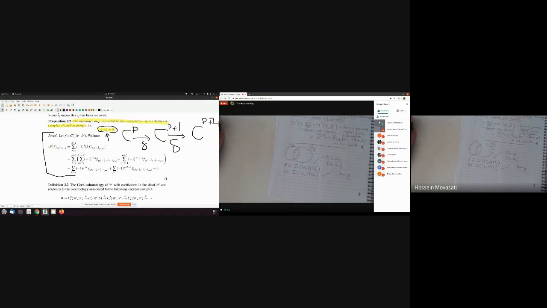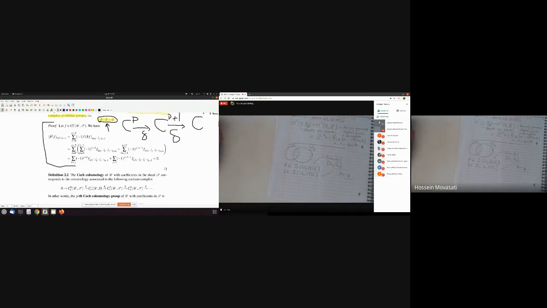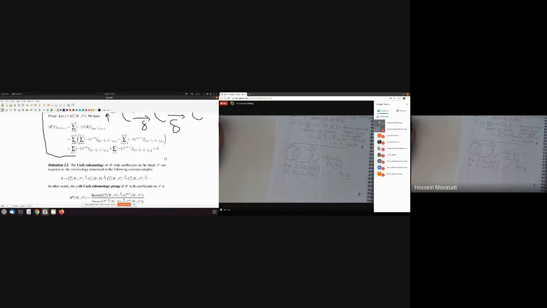So let's talk more about this proof next lecture. At the end, the Cech cohomology is defined from this complex. The notion of a complex is basically this one: we have this sequence of maps, delta from 0 to C0, C0 to C1, C1 to C2, and these are maps of abelian groups.